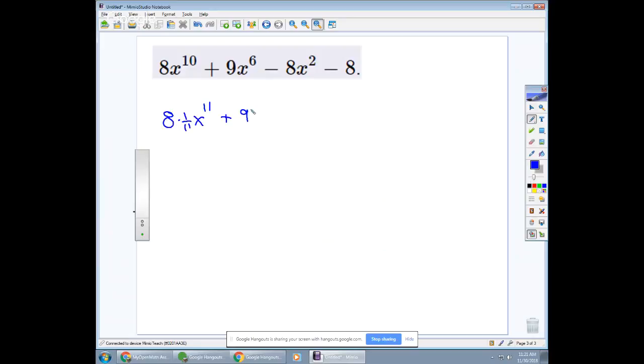So 9, and then I'm going to leave a little space. This is going to be a 7th power. Since there's no 7 out here, I have to adjust with a 1/7.